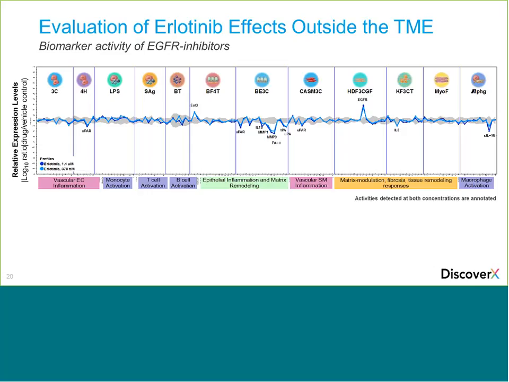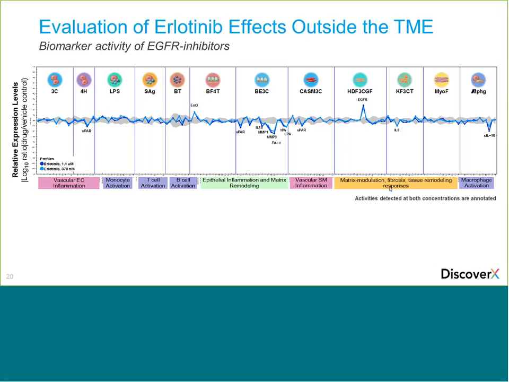So we have a broad range of tissue types that we can model here, ranging from vascular endothelial cell inflammation to vascular smooth muscle inflammation, immune cells that are mimicking various different activation states in either monocultures or co-cultures, to systems that can model epithelial inflammation, matrix remodeling, and fibrosis, as well as wound healing type approaches for using these co-culture assays.